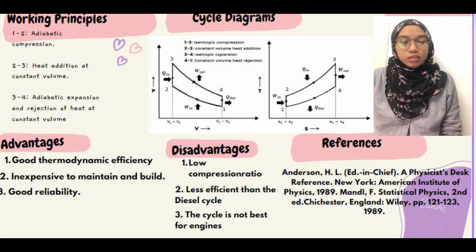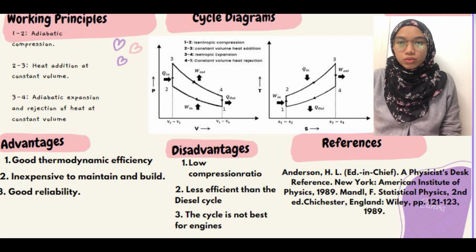The working principle of the Otto cycle uses a four-stroke engine. The four strokes are intake, compression, combustion or power, and exhaust. The cycle is 1 to 2, which is adiabatic compression. From 2 to 3, it is heat addition at constant volume, and from 3 to 4, it is adiabatic expansion, and then rejection of heat at constant volume. The cycle diagram below shows the working principle, with the PV and TS diagrams of the Otto cycle.